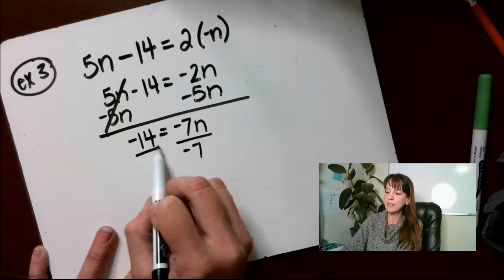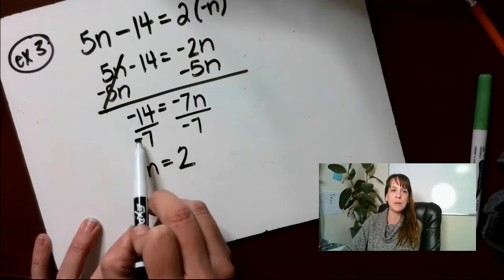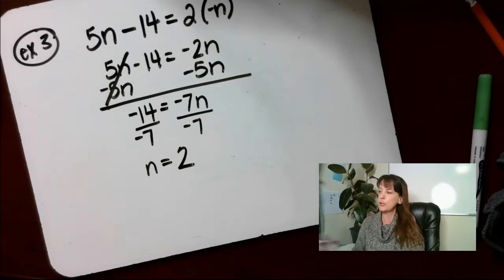Divided by negative 7, divided by negative 7, n equals 2. Negative divided by negative is a positive, and 14 divided by 7 is 2.